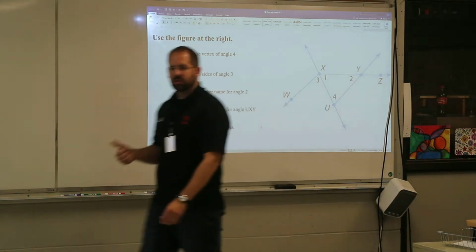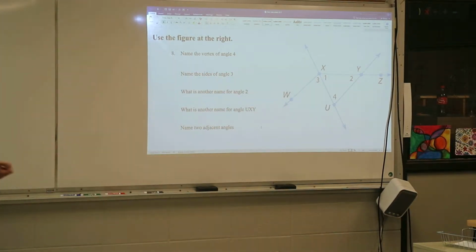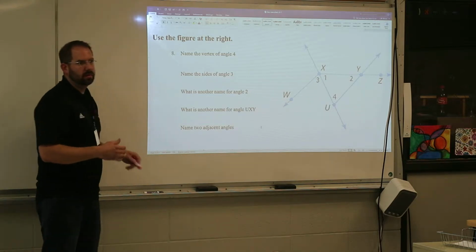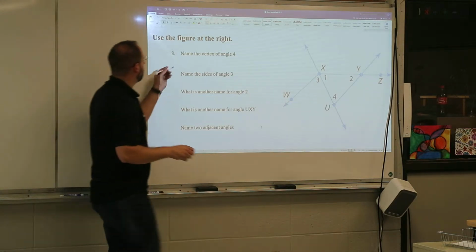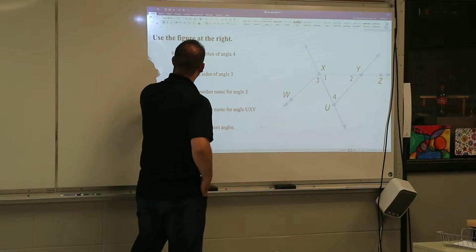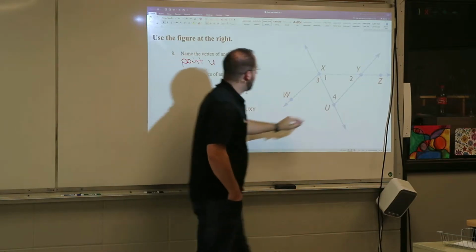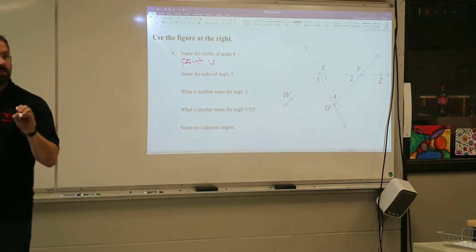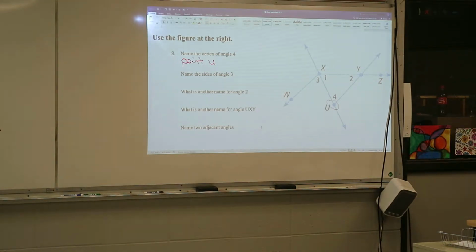Okay, the first one says name the vertex. So find angle 4, what's the vertex at angle 4? Point U. Point U, perfect. Good way to write that. Point U. That's the vertex at 4. You've got to write the word point. Don't put the little angle symbol in front. I want the point. It's a dot. That's a vertex. We good with that?